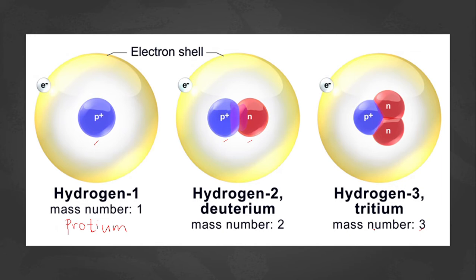Okay, so these are examples of isotopes. They are all hydrogen atoms, but they have different masses because they have different numbers of neutrons. Okay, so yun yung tinatawag natin na isotopes.